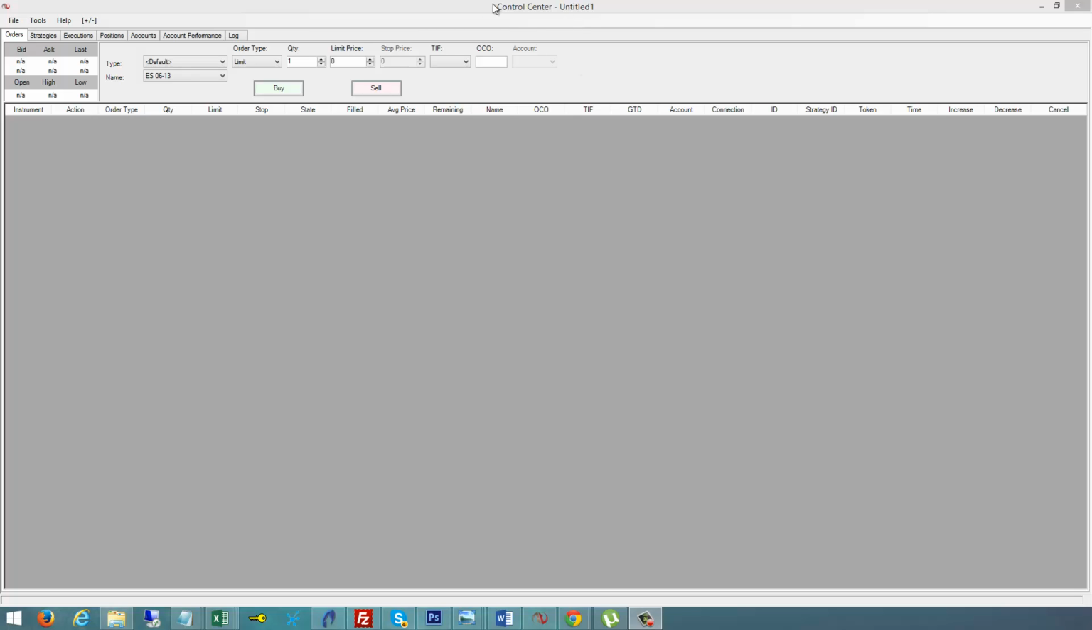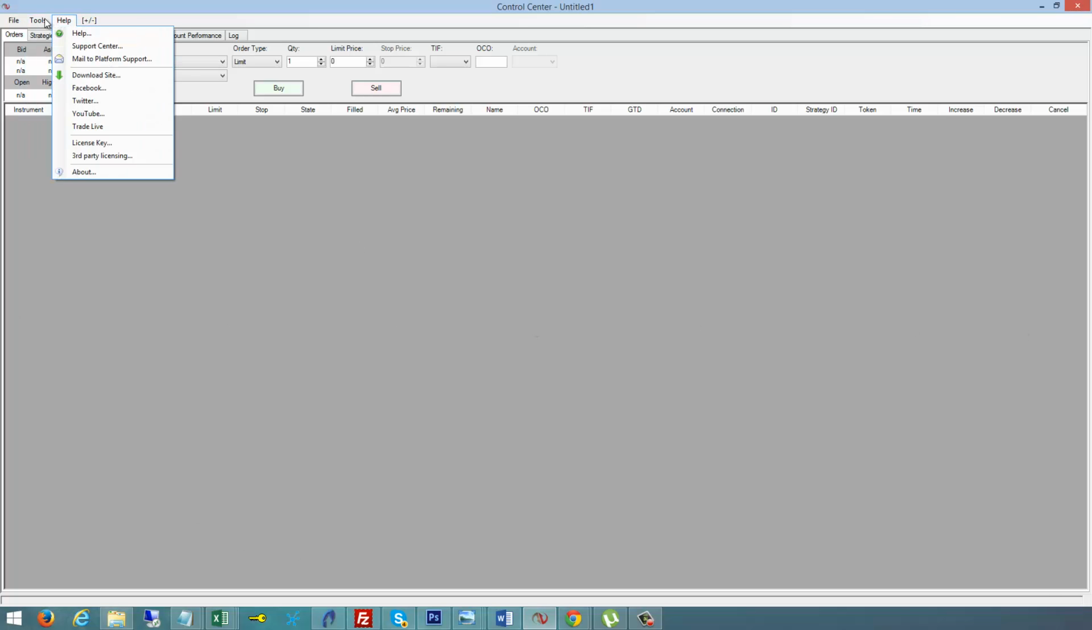This is the control center of NinjaTrader. This is what you see when you first open up NinjaTrader. From here, we can do every single task we need to do, really. We're only going to go through the tasks that we need to get the home trading system up and running in this video, but we do have other videos that show how to use NinjaTrader as a whole.